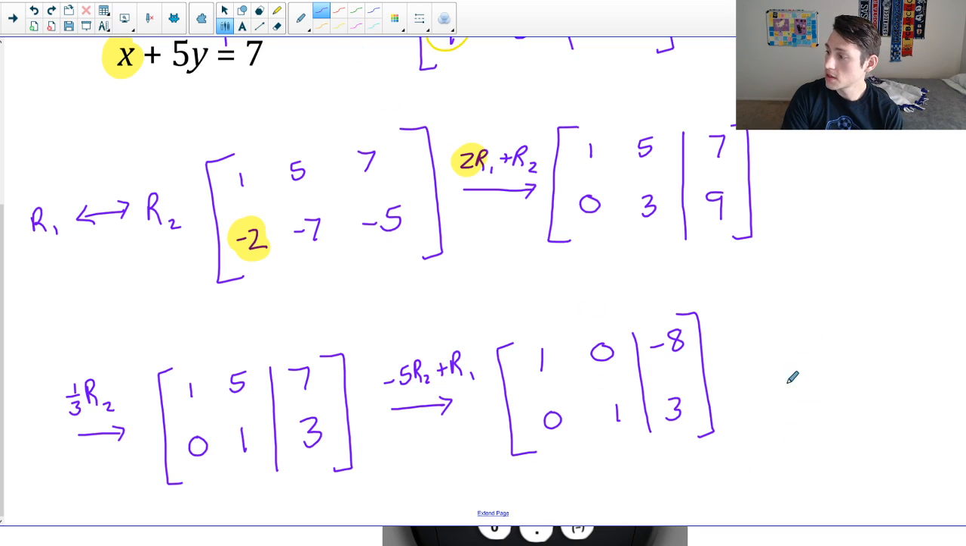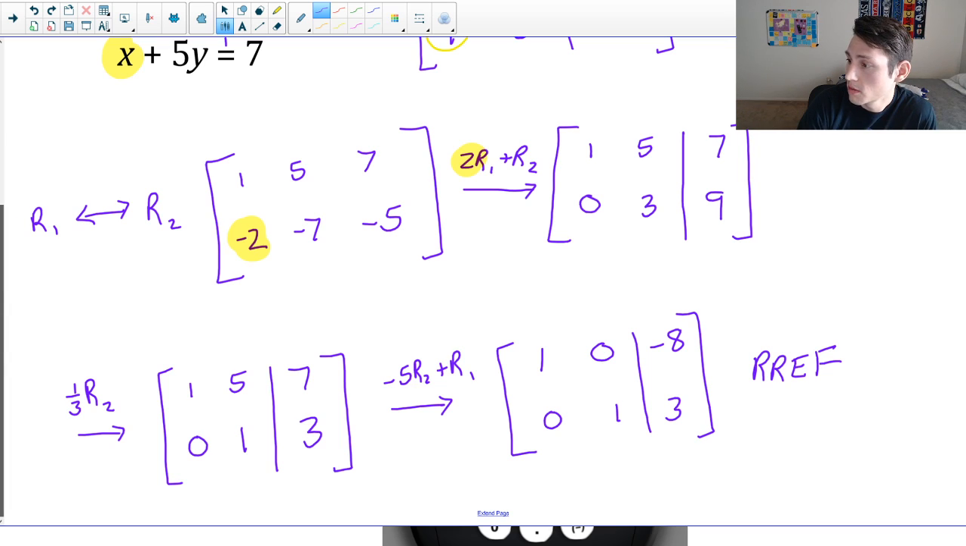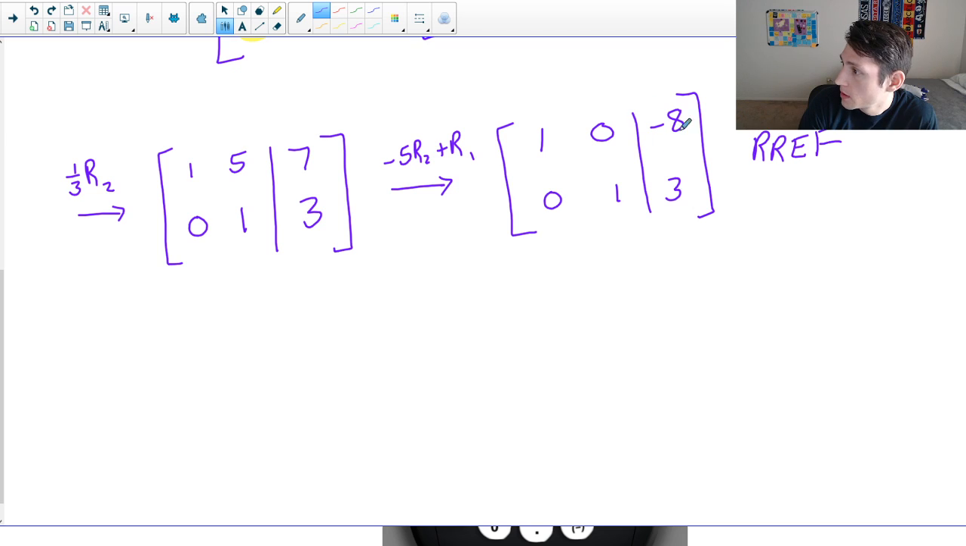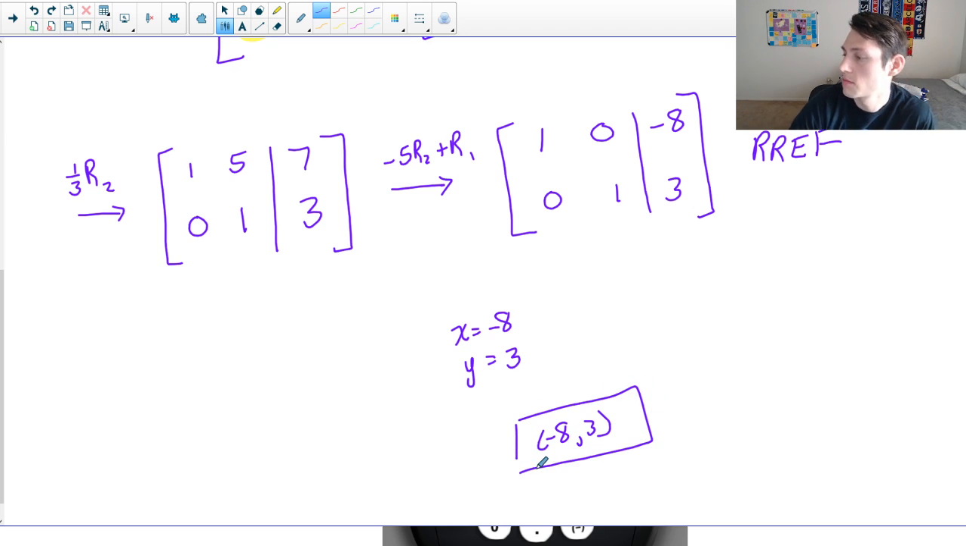Okay, so now this is in reduced row echelon form. We did it. And once we have a matrix in reduced row echelon form, we can automatically know what the answer is. This first number represents the x value, so x is negative 8. y is 3. So negative 8, positive 3 is my answer.